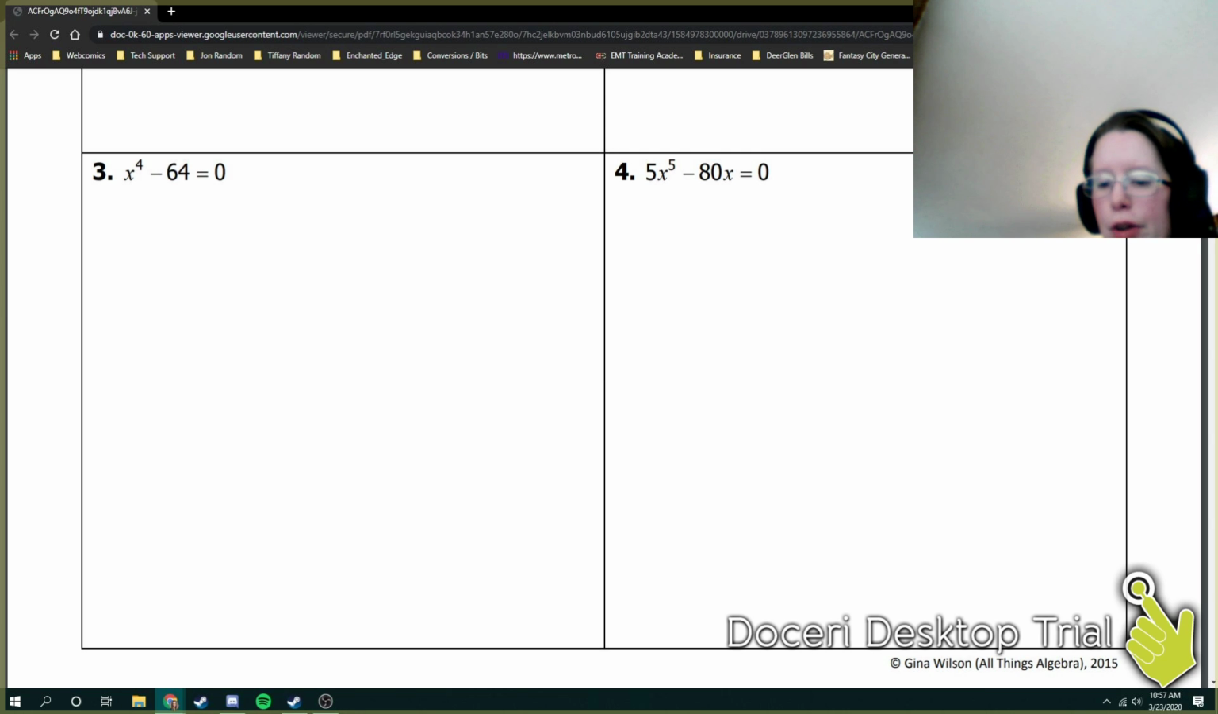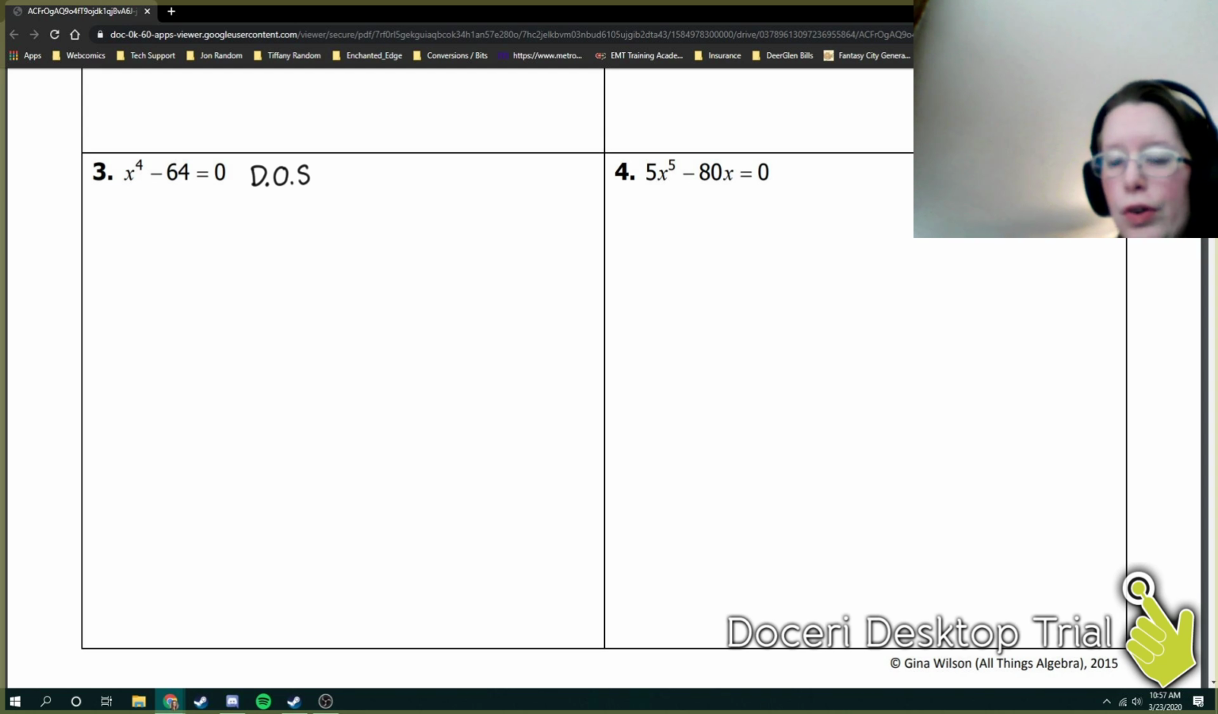Alright, problem number 3. X to the 4th minus 64 equals 0. There's no greatest common factor. It's already set equal to 0. What I'm recognizing here, and again, this really is me trying to talk through what my brain is doing, is that this is a difference of squares problem. So we need to figure out what our A and our B are for this.